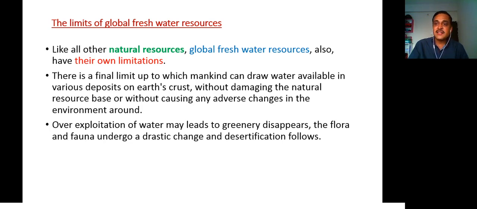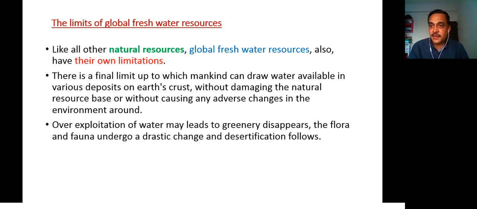Otherwise, if over exploitation of these water resources goes on at a very rapid rate, it may lead to the disappearance of greenery or agricultural fields. It may affect flora and fauna. Again, it may cause a drastic change in our environment, and the process of desertification may occur due to the over exploitation of water.